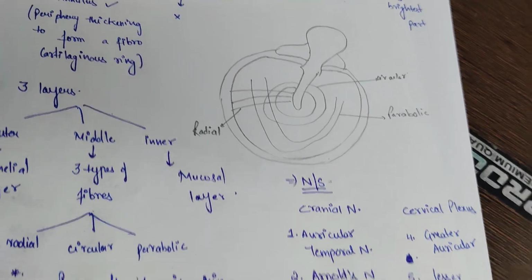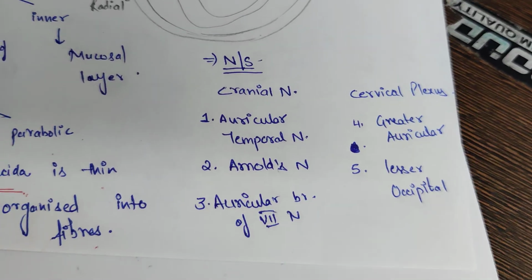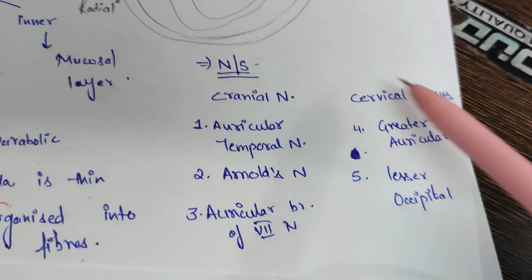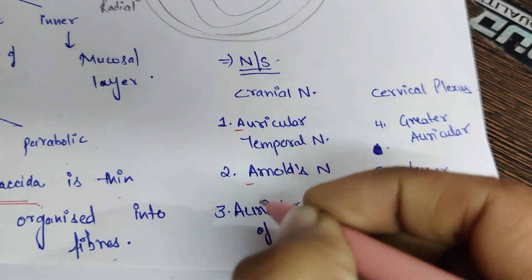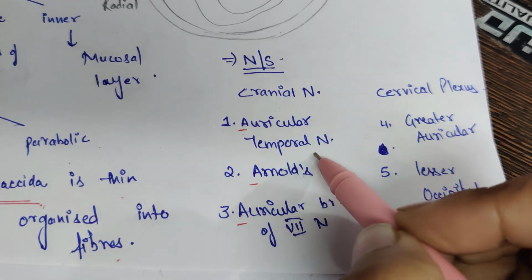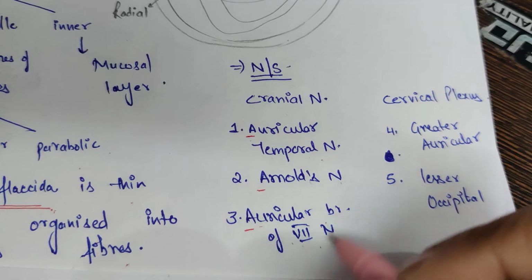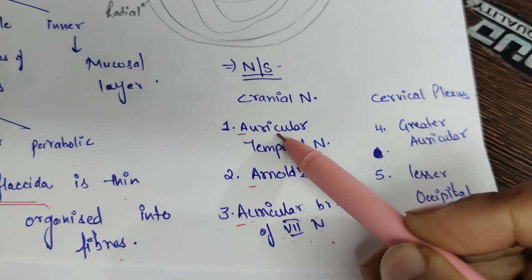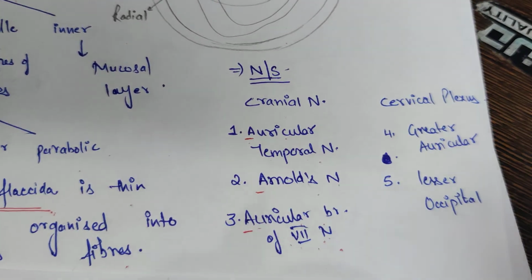Next is nerve supply of the external ear: cranial nerves and cervical plexus. So this is how we learn it: A and A. All cranial nerves start with A. Auriculotemporal nerve, Arnold's nerve, auricular branch of the seventh nerve. Seventh is the facial nerve. Okay. Auriculotemporal nerve, Arnold's nerve, and auricular branch of the facial nerve.